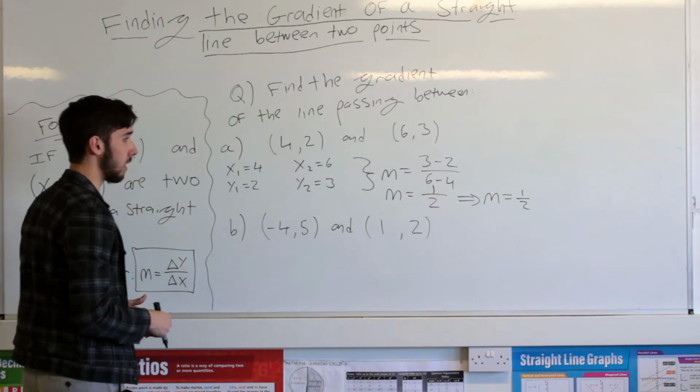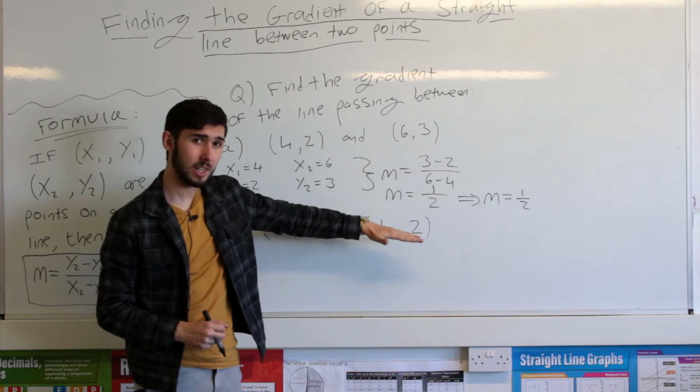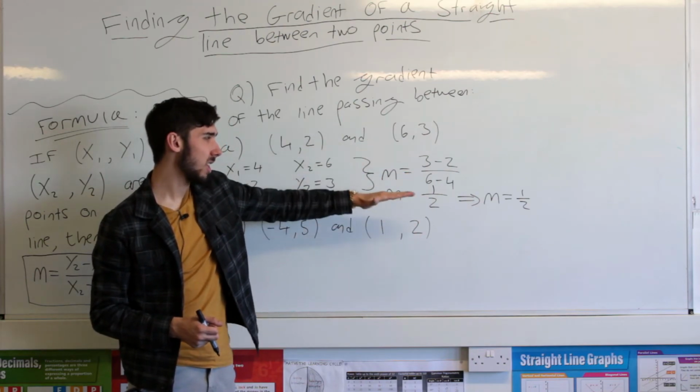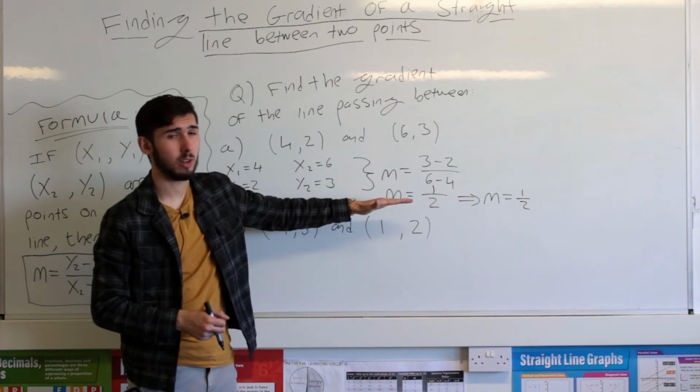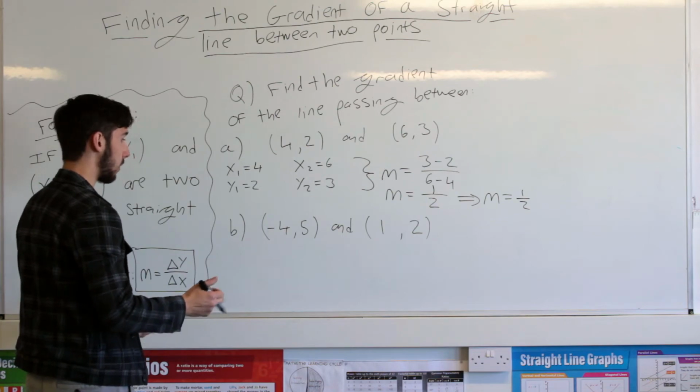Perfect, that's the gradient of the line, which would mean that it would be something like this, because a gradient of 0 is like this, a gradient of 1 is like this, so half is something like this, half as steep really as 1. Okay, perfect.